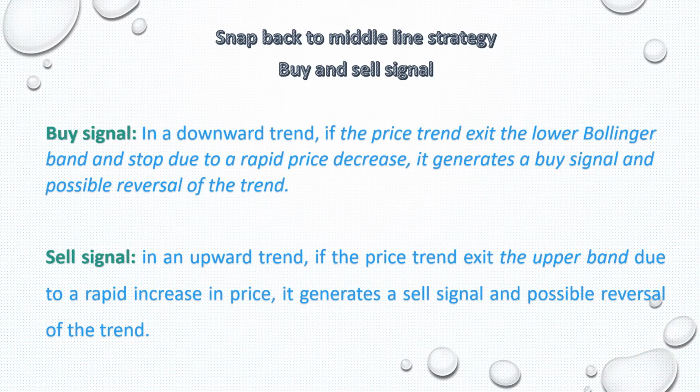Snapback to middle line strategy is a good and safe way to make money in stock trading. In a downward trend, if the price trend exits the lower Bollinger Band and stops due to a rapid price decrease, it generates a buy signal and possible reversal of the trend. In an upward trend, if the price trend exits the upper band due to rapid increase in price, it generates a sell signal and possible reversal of the trend.